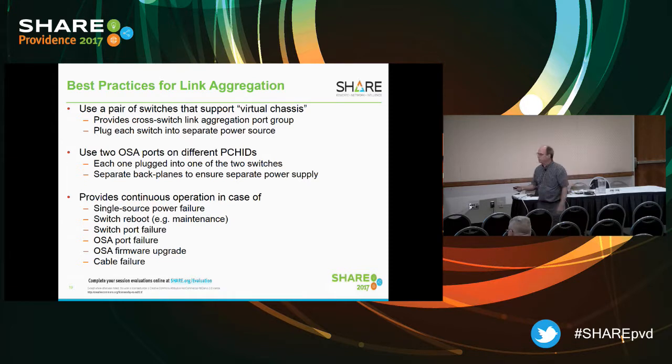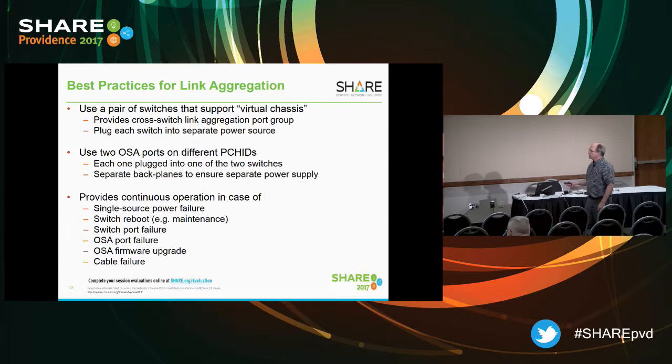So you're going to want to use a pair of switches that support that virtual chassis function we talked about, right? Again, so you will be able to have a cross physical switch, so you're protecting yourself from switch outage. You will use 2 OSA ports on different PCHIDs. So that if it is a multi-port card, if I lose one of the ports, I'm probably going to lose the other one. Okay, something has gone seriously wrong.